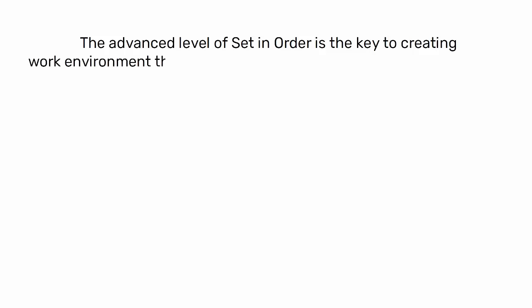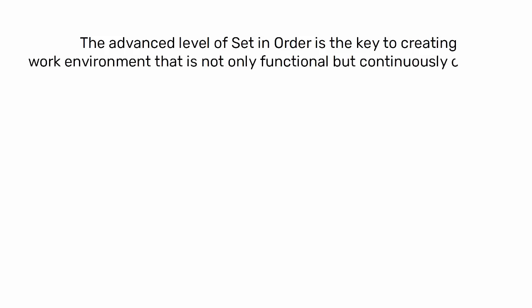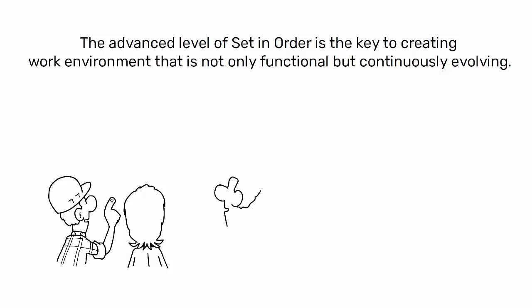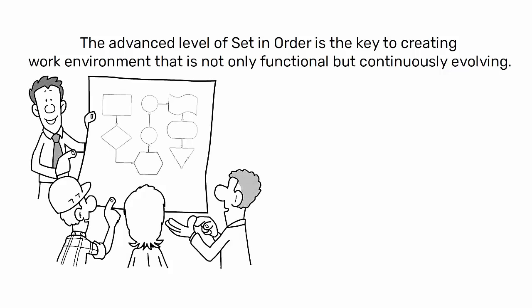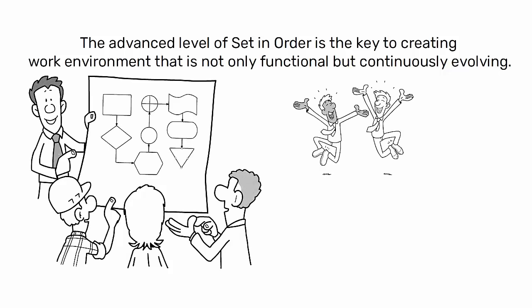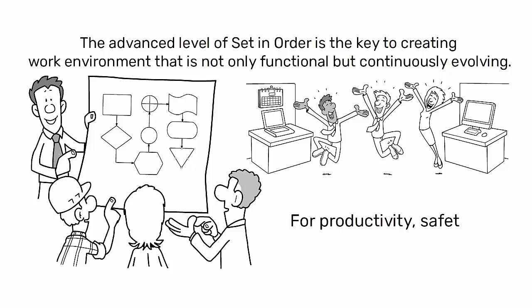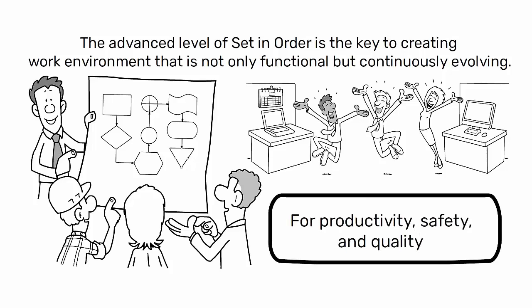Conclusion. The advanced level of set in order is the key to creating a work environment that is not only functional, but continuously evolving. It's an investment in process engineering and team involvement that transforms the workplace into a space optimized for productivity, safety, and quality.